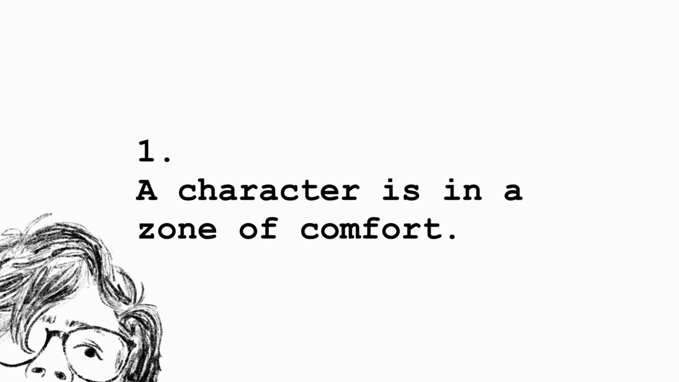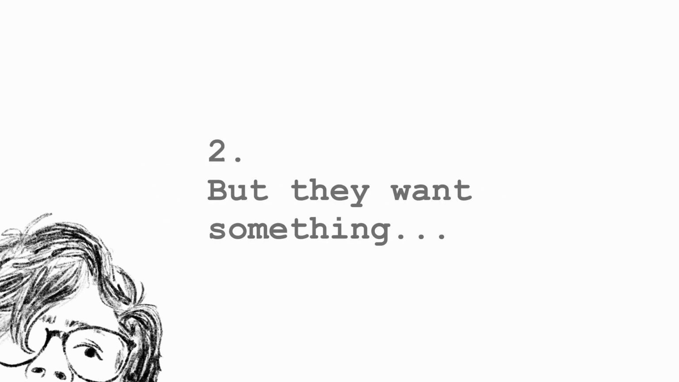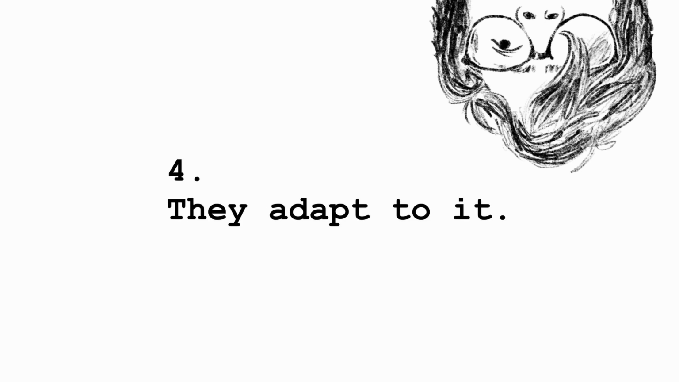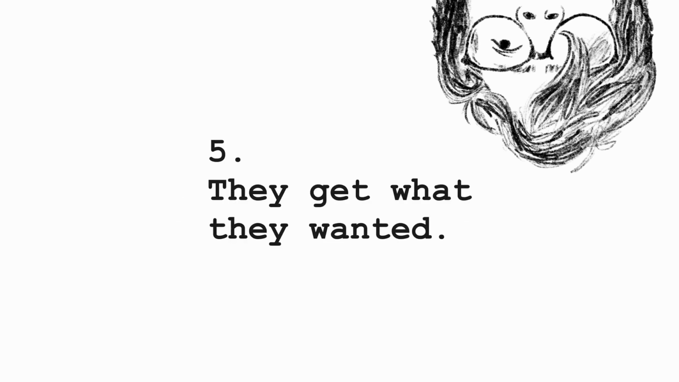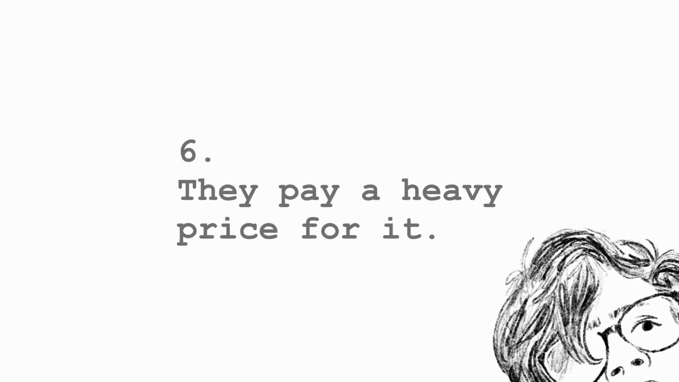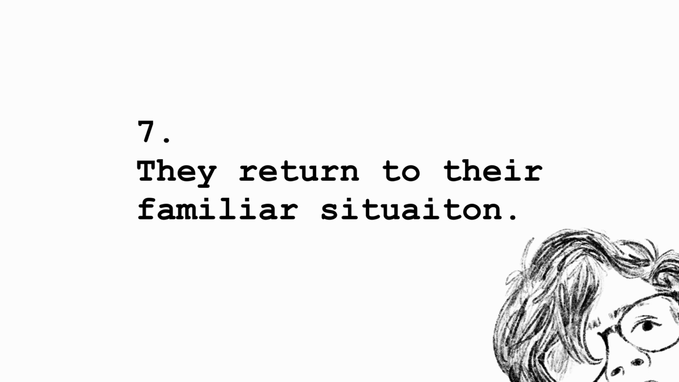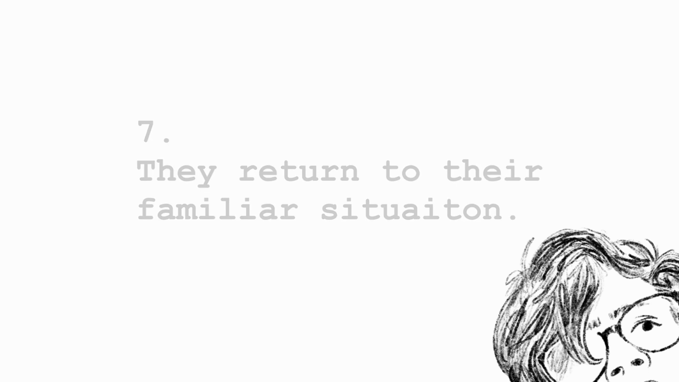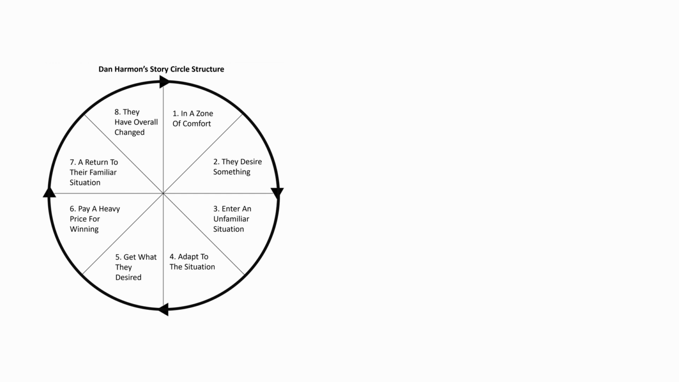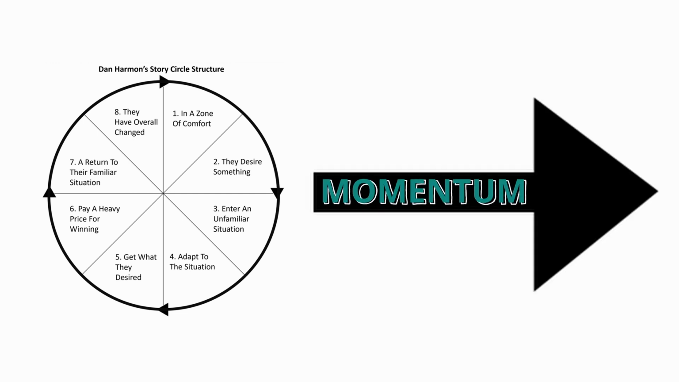Number 1, a character is in a zone of comfort. Number 2, but they want something. Number 3, they enter an unfamiliar situation. Number 4, they adapt to it. 5th, they get what they wanted. 6th, pay a heavy price for it. 7th, they then return to their familiar situation. 8th, having changed. This story circle creates a sense of forward progression at all times.